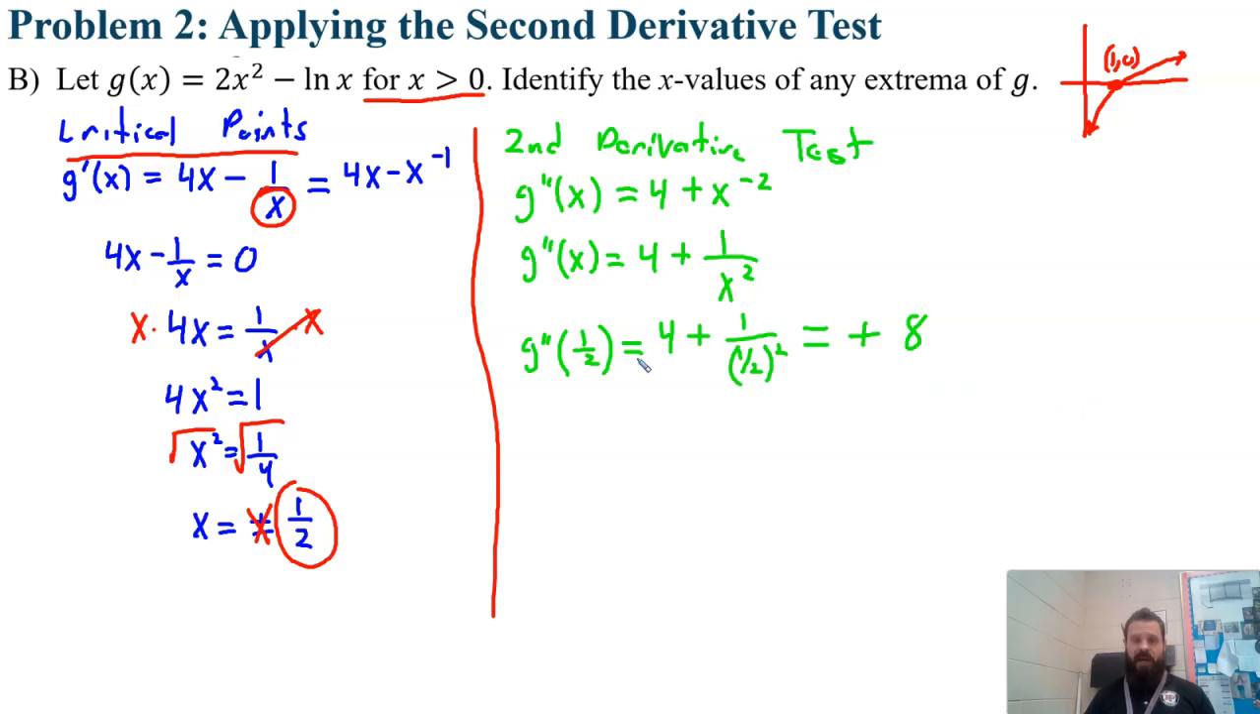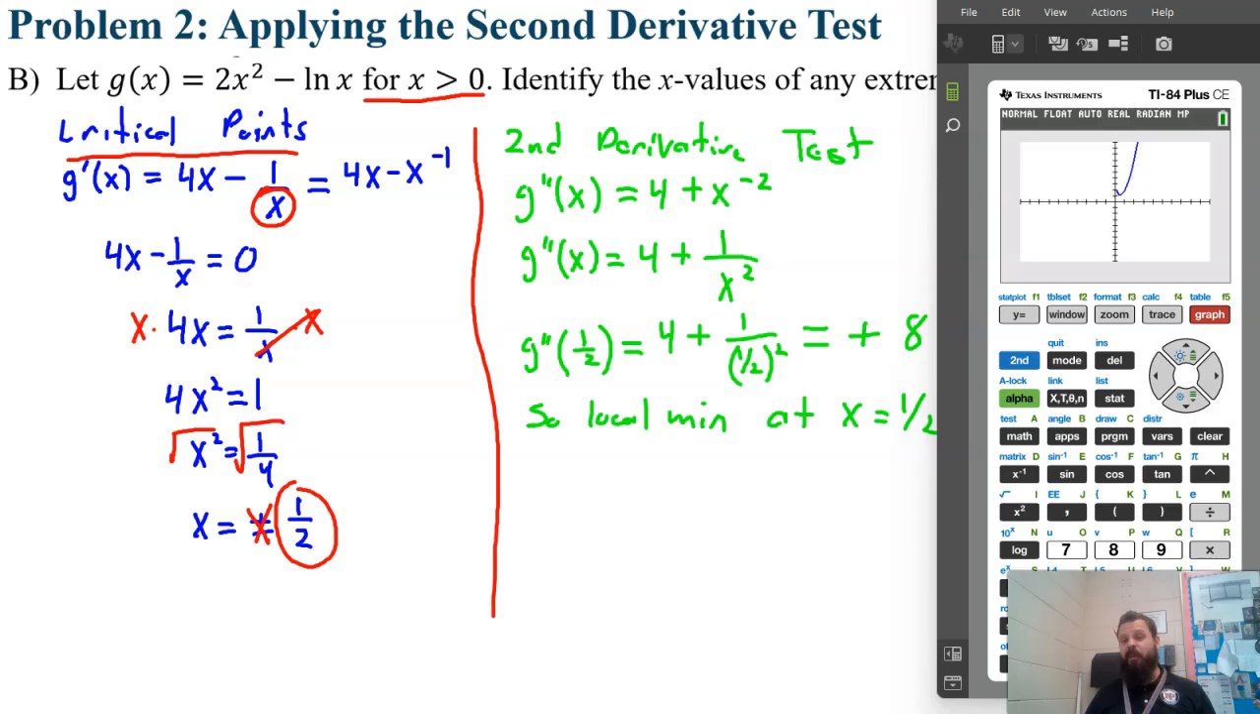All right, so my second derivative is positive. That means my function at 1/2 is concave up. So what is this critical value going to be? It's got to be a minimum. So we have a local min at x equals that 1/2 value.